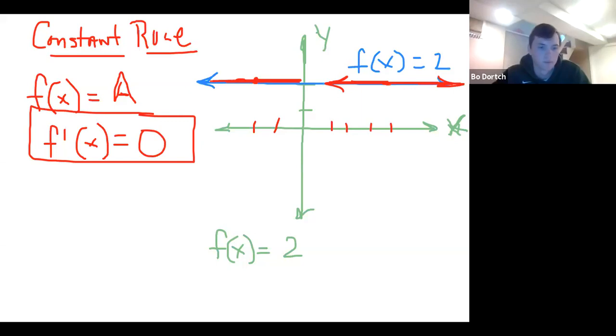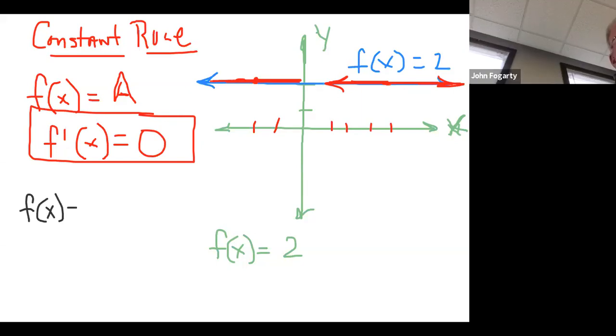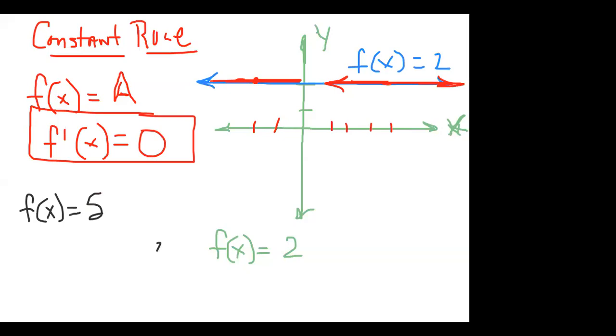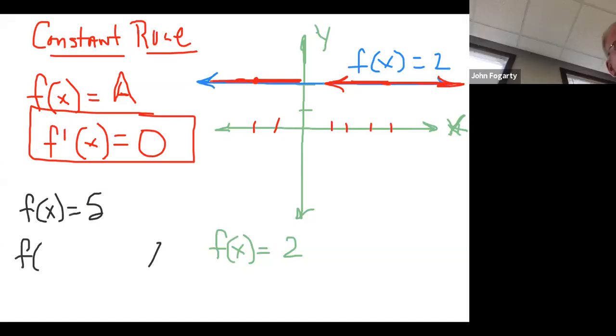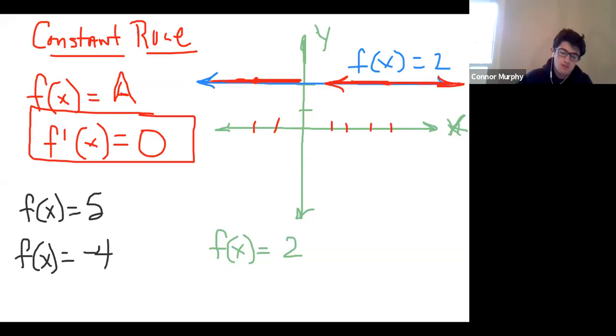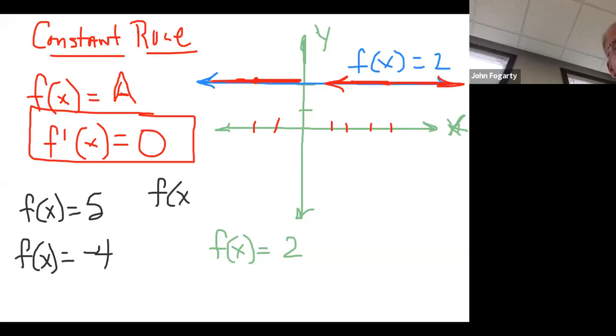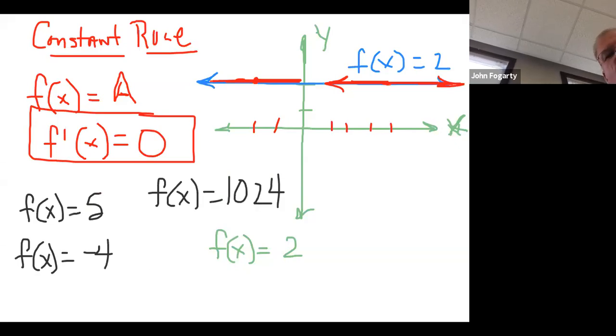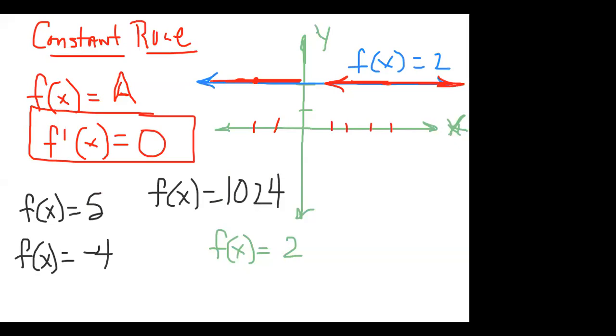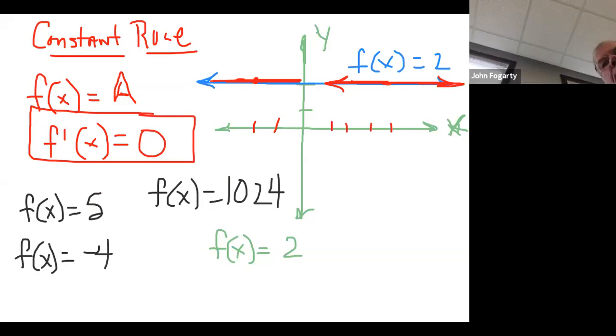So if I told you f of x equals 5, what's f prime of x? 0. If I told you f of x equals -4, what's f prime of x? 0. If I told you f of x equals 1024, what's f prime of x? 0. Beautiful. That's pretty easy, right?